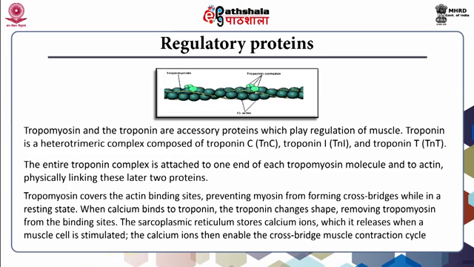Tropomyosin covers the actin binding sites, preventing myosin from forming cross bridges while in a resting state. When calcium binds to troponin, the troponin changes shape, removing tropomyosin from the binding sites. The sarcoplasmic reticulum stores calcium ions, which it releases when a muscle cell is stimulated. The calcium ions then enable the cross bridge muscle contraction cycle.